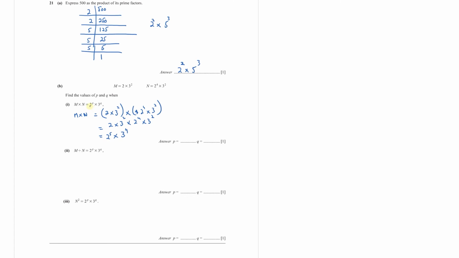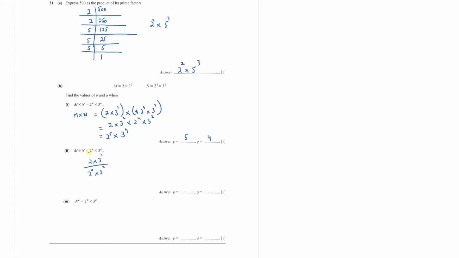So now you can see here 2 power p, you have 2 power 5. So your value of p is 5. And 3 power q, you have 3 power 4. So your value of q is 4. So next part is m divided by n. So you write m, 2 into 3 squared, and then you're dividing by n. So you get 2 power 4 into 3 squared.